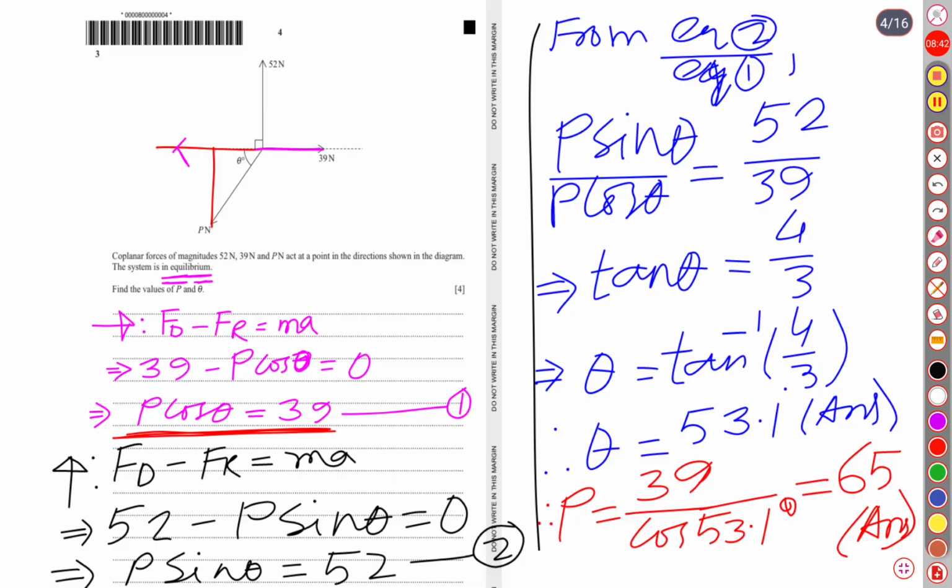Let's move on to question number 4. And I think there is nothing complicated which is required to be discussed more. Let's move on to question number 4.